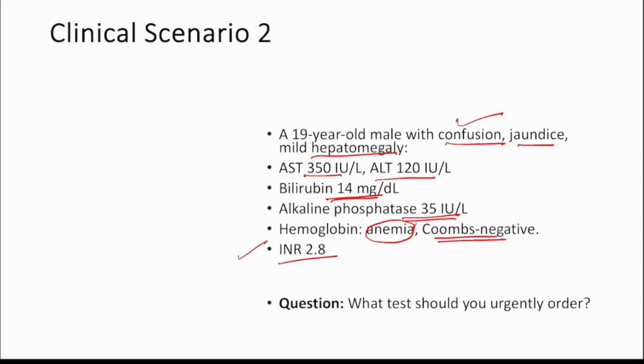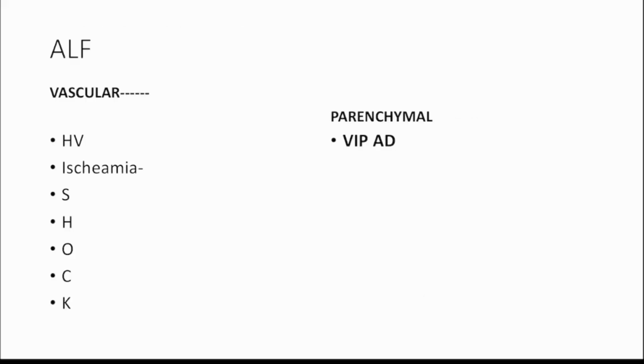What test should you do urgently? In the presence of anemia, think about a hemolytic anemia. So last time we mentioned the causes, vascular, parenchymal. Think about the parenchymal, virus, infiltration, pregnancy, alcohol, drugs and toxins. So what is the likely cause in this patient? Ischemia is unlikely.